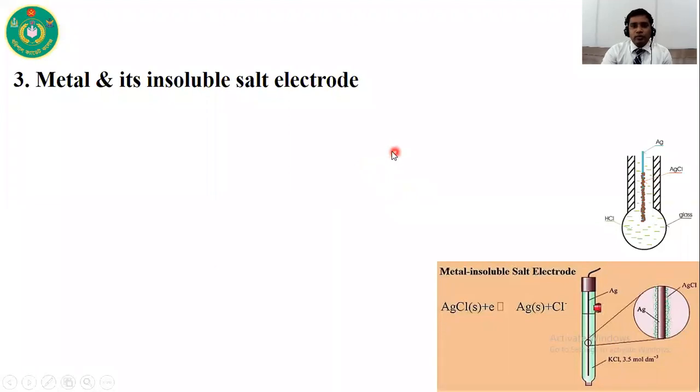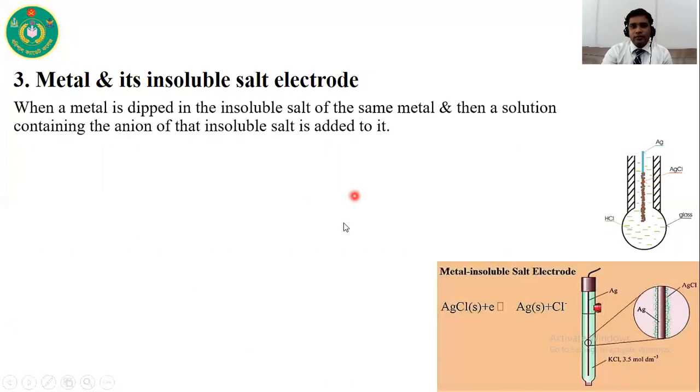How can we form a metal and its insoluble salt electrode? When a metal is dipped in the insoluble salt of the same metal, as you can see in this picture, when a silver rod is immersed in silver chloride, that is the insoluble salt of silver, and then a solution containing the anion of that insoluble salt is added to it.